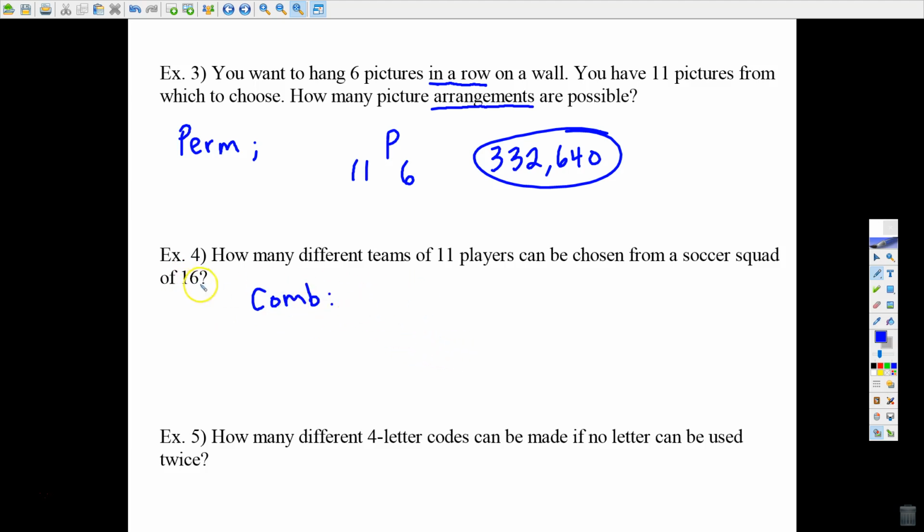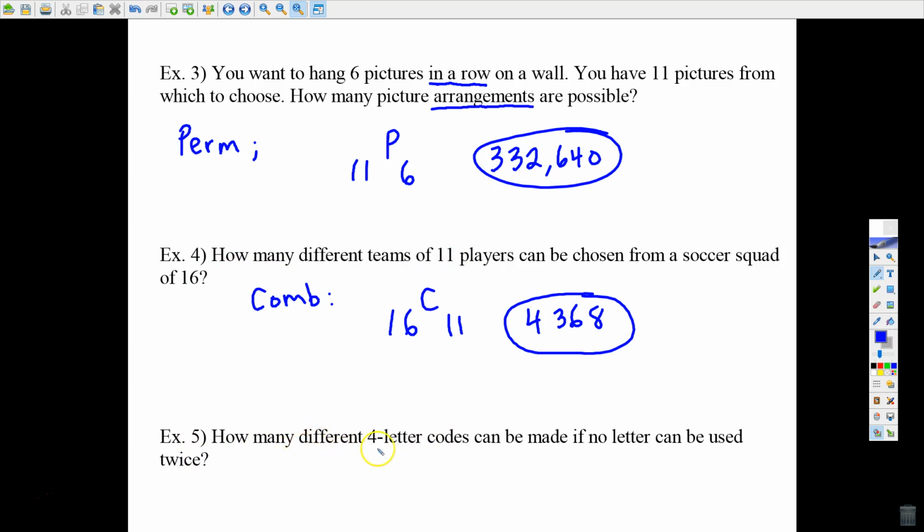And so I've got 16 to choose from in nCr, and I'm going to choose 11, groups of 11. So clear your calculator, 16, PRB, nCr, 11, and this is 4,368. 4,368 different 11-player groups can be formed out of a squad of 16.